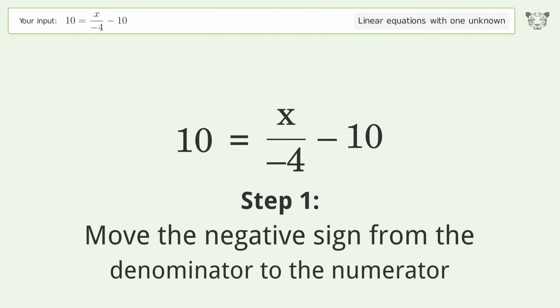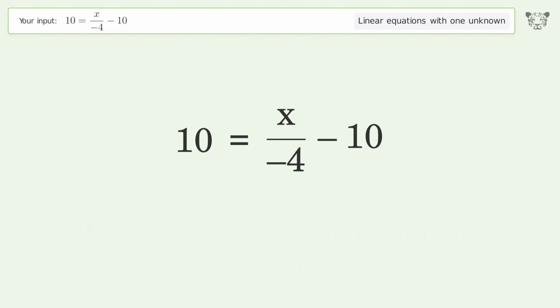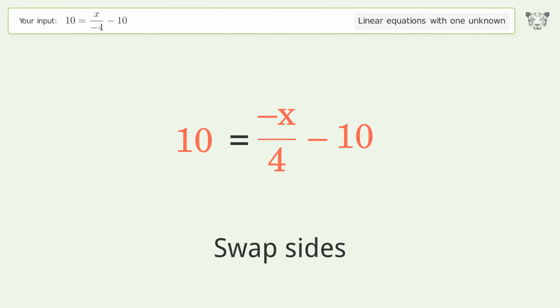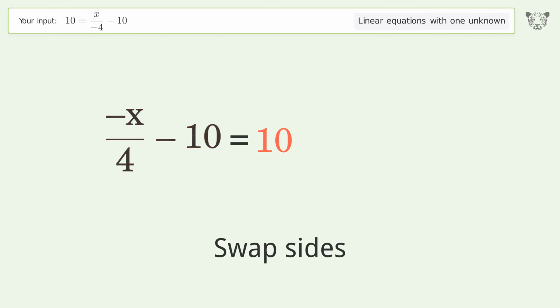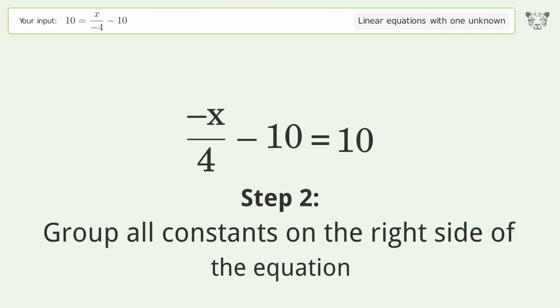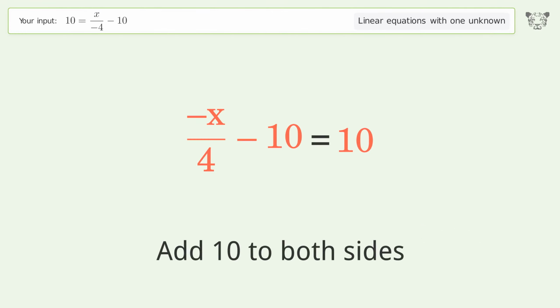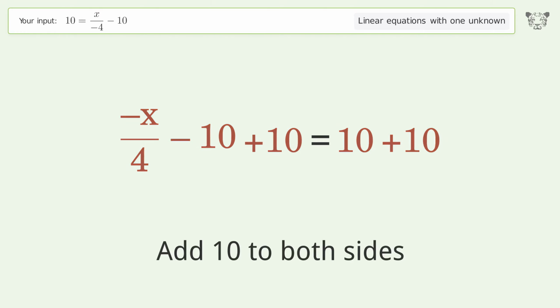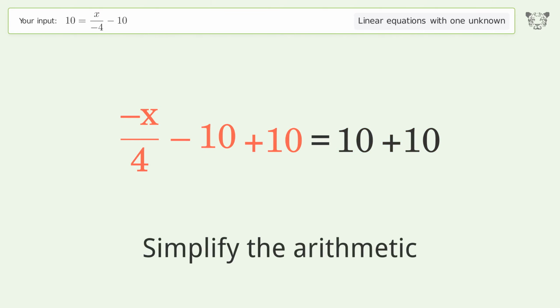Move the negative sign from the denominator to the numerator. Swap sides. Group all constants on the right side of the equation. Add 10 to both sides. Simplify the arithmetic.